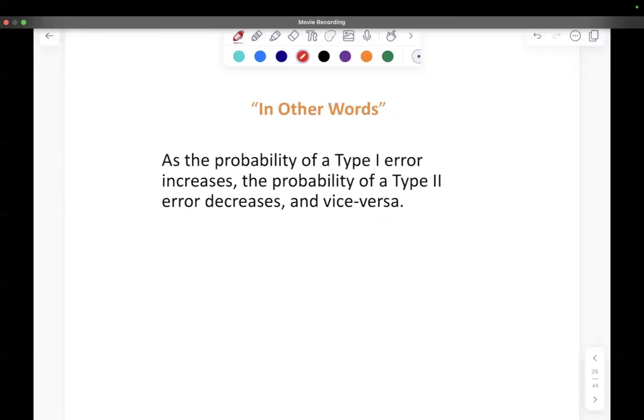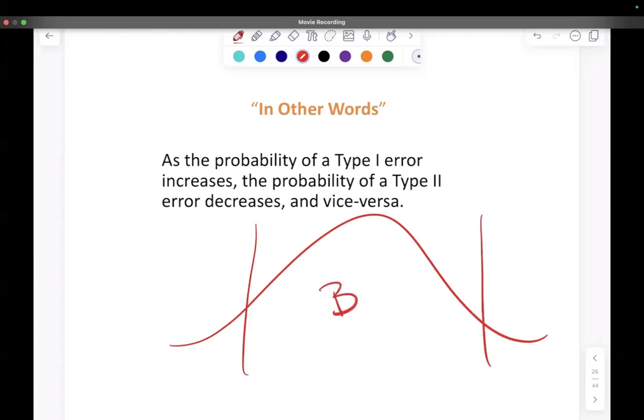The probability of type 1 error increases and the probability of making type 2 decreases. It's a matter of, for example, this is my beta, and this is alpha divided by 2, and this is alpha divided by 2. So obviously, if my confidence interval gets smaller, my alpha is going to be bigger. If my confidence interval gets bigger, then my alpha is going to be smaller. Obviously, right? Because we only have 100% here, so we've got to keep splitting that up.